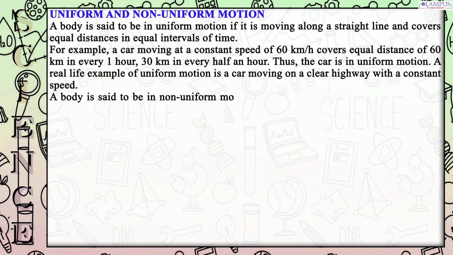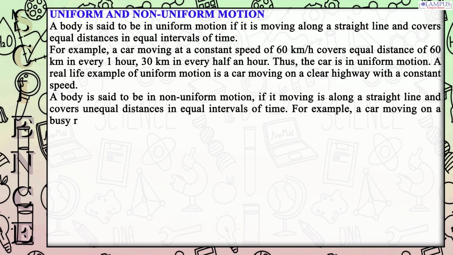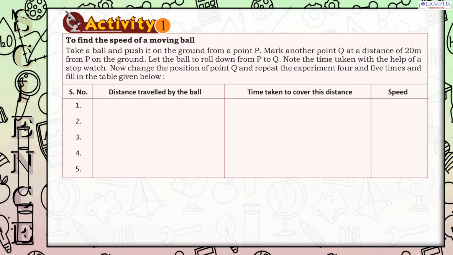A body is said to be in non-uniform motion if it is moving along a straight line and covers unequal distances in equal intervals of time. For example, a car moving on a busy road shows non-uniform motion.